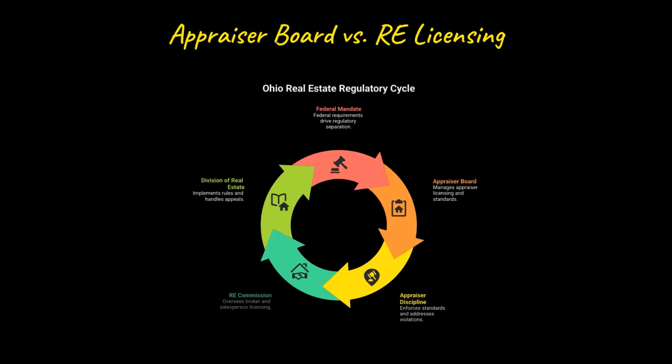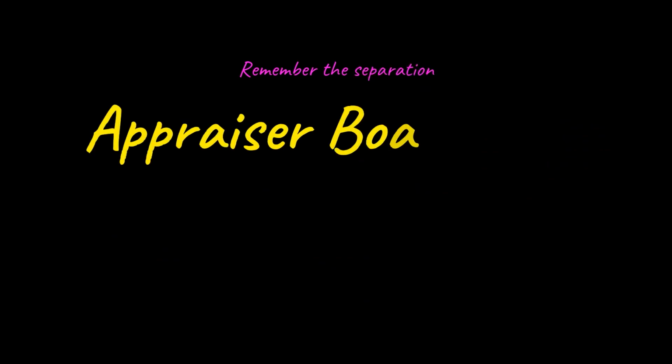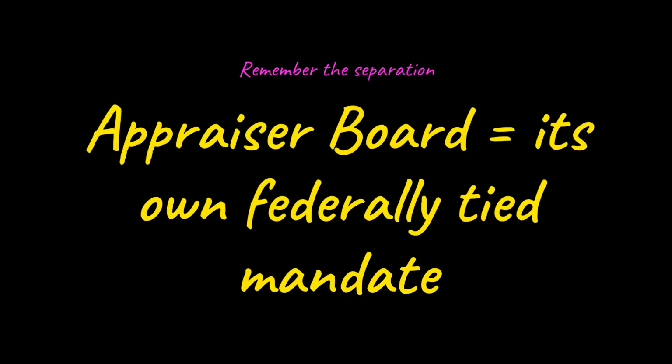The appraiser board operates alongside, but completely independent of, the bodies that handle brokers and salespersons. An appraiser's credentials, conduct rules, and discipline all live under the board's authority, tied directly to the federal appraisal framework. When an exam question asks which Ohio body regulates appraisers under separate membership and federally tied standards, the answer is always the Ohio Real Estate Appraiser Board. Not the Commission, not the Division, and not the Department of Commerce.